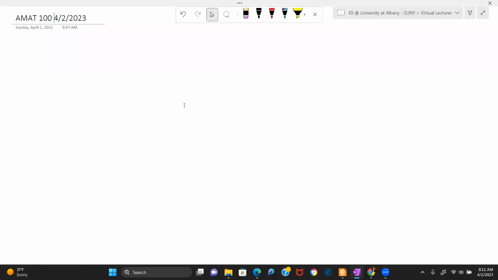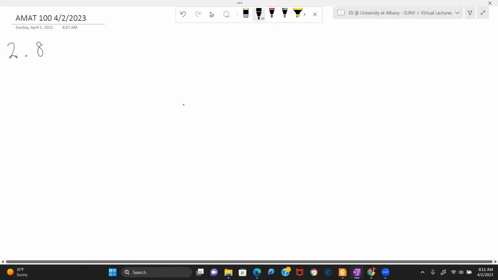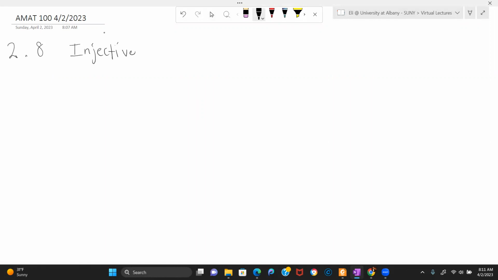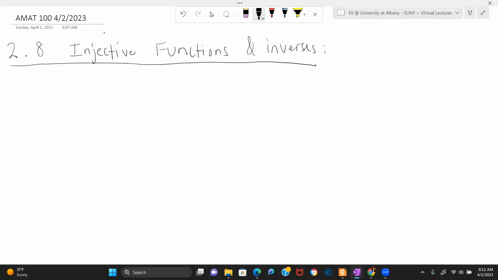All right. So we're going to work in 2.8. This is on injective functions. Oh, this is very laggy for some reason. This is on injective functions and inverses. The book calls these one-to-one functions, but I prefer the term injective.